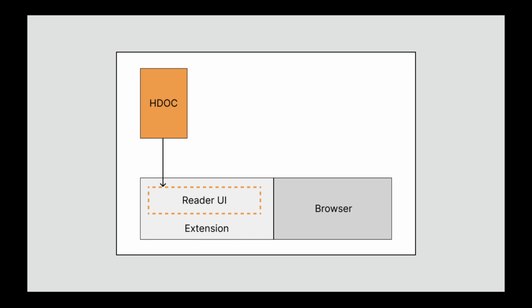The solution is to have a hybrid format. It should be possible to serve a document in two formats from the same URL. So, I created a format I call Embedded HDoc. The idea is that you have a regular HTML page, but if it is opened with the extension, it gets transformed into an HDoc. If the extension is not installed, the browser will show the HTML page as usual.